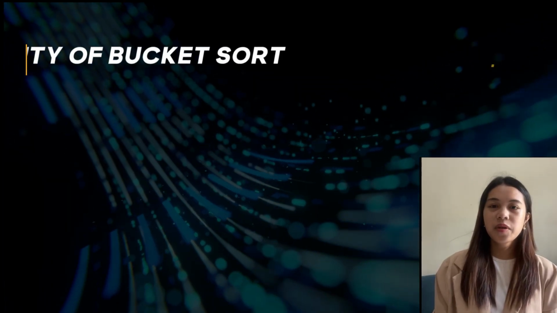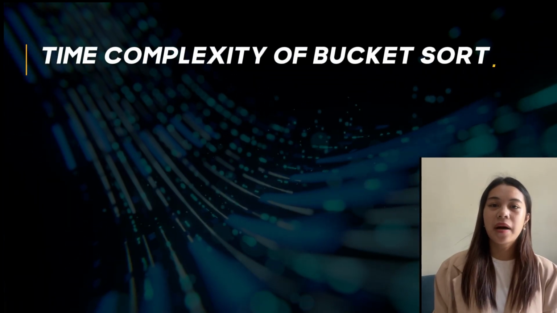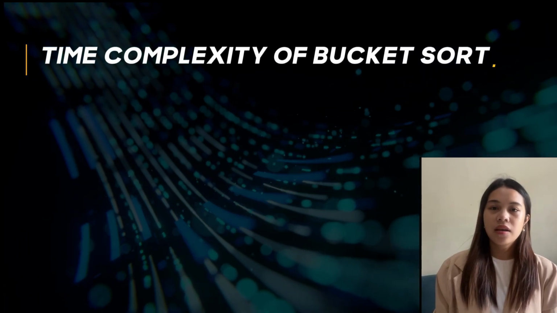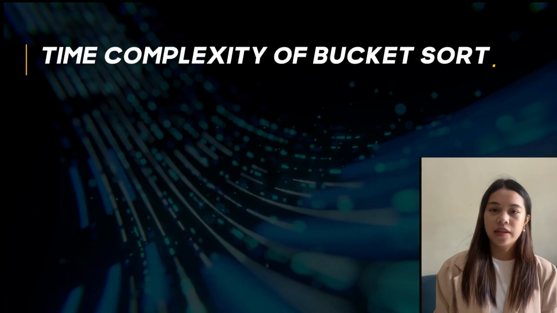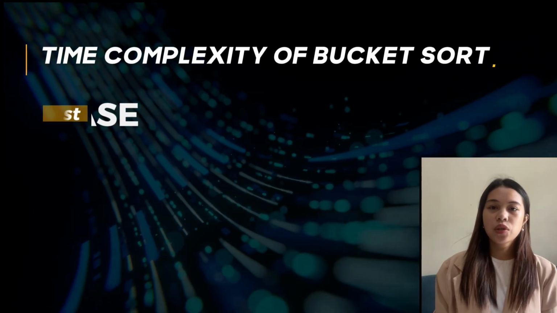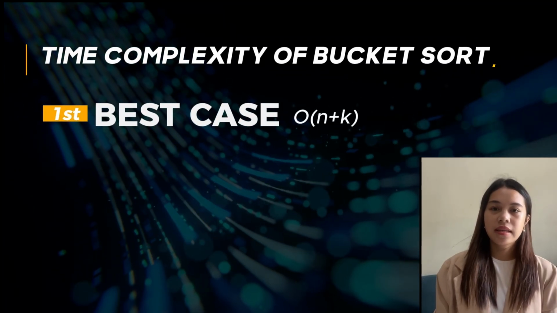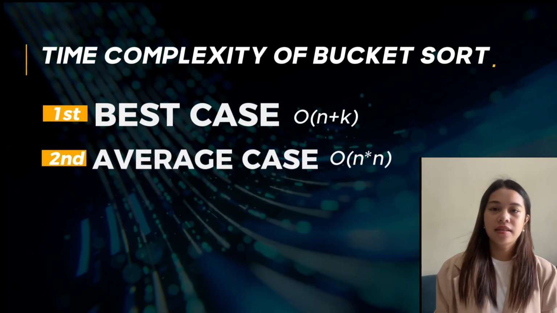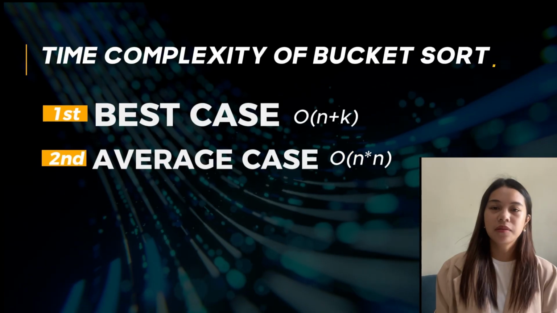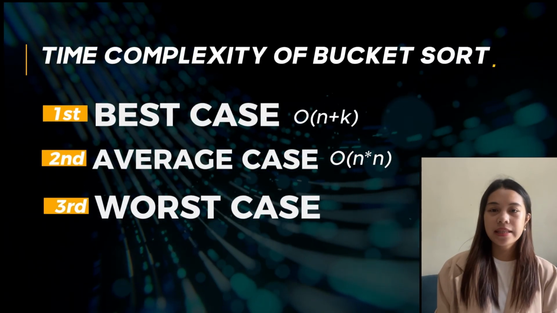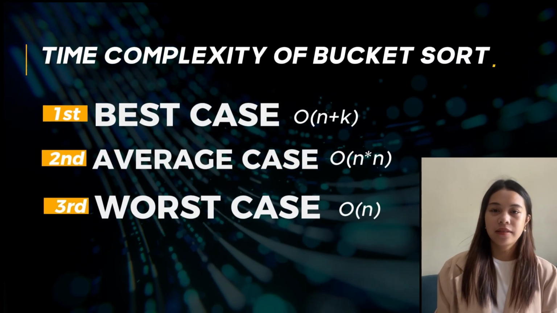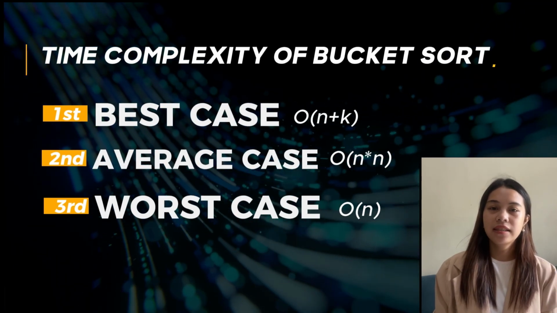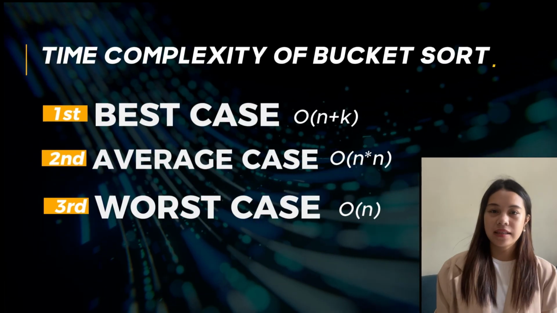Okay, so now I'm going to discuss the time complexity of bucket sort algorithm. So talking about time complexity, we usually have 3 cases to summarize time complexity. So first we have the best case. The best case is big O of n plus k. Next we have the average case, that is big O of n into n. And finally, we have the worst case, that is big O of n. Here, n represents the total number of elements to be sorted and k is the number of buckets.